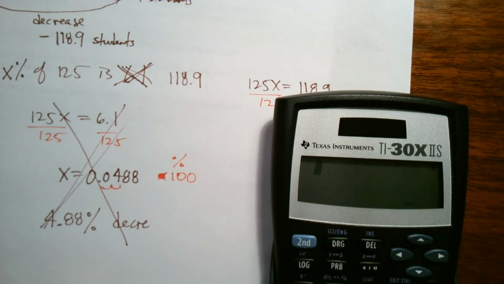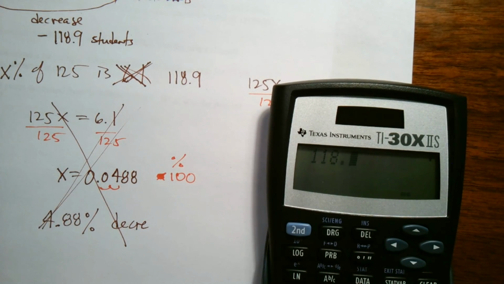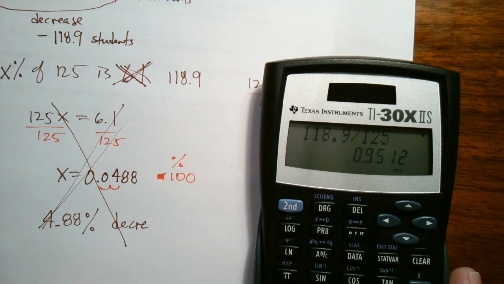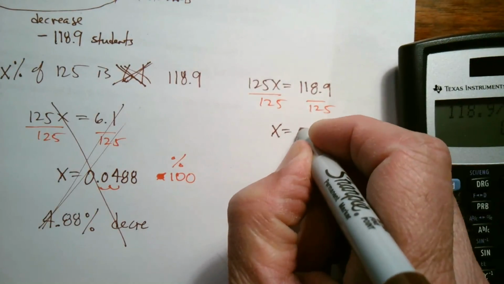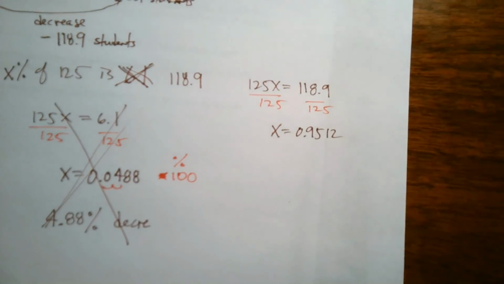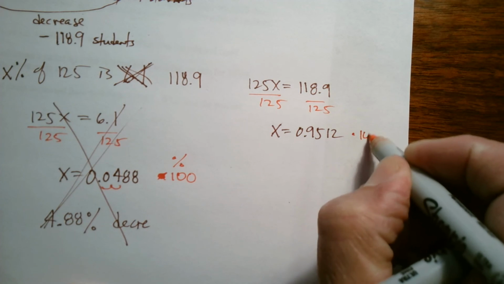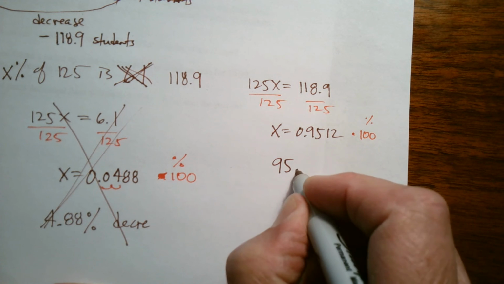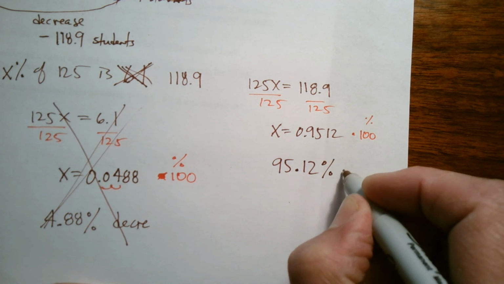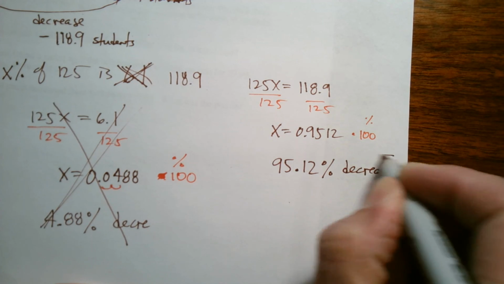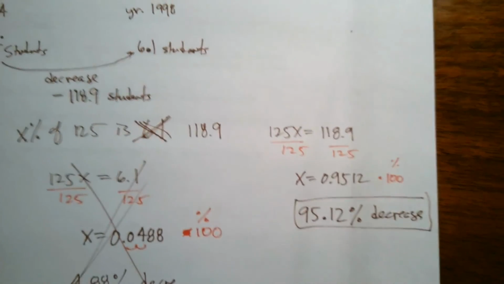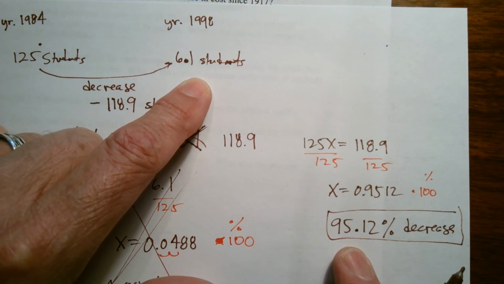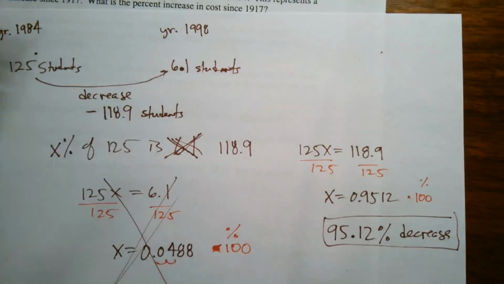And when I solve for x, let's see what we get. I've got 118.9 divided by 125. I get X there. That makes more sense. X is equal to 0.9512. And again, I want to make this into a percent. So I multiply by 100. That's how I make something into a percent, which moves the decimal place twice. So it's 95.12% decrease. There we go. That makes more sense because that's a pretty significant drop, right? And so it's going to be a very large percentage as far as that's concerned. All right, there we go.